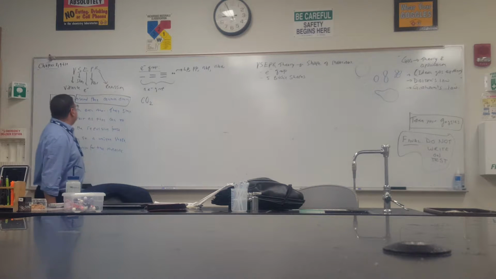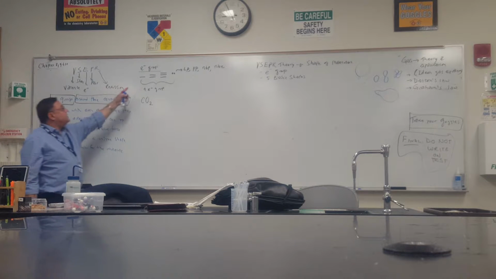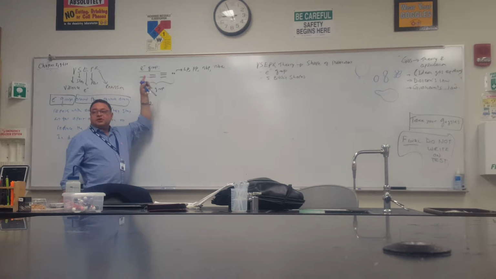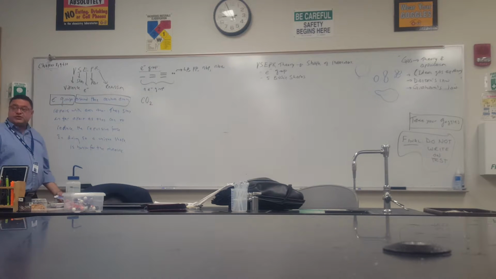Okay? So that means electron group around the central atom. So let's find out the electron group around the central atom. Again, electron group means valence electron group, because only the valence electrons make this group. Okay? So, well, let's do the Lewis structure.